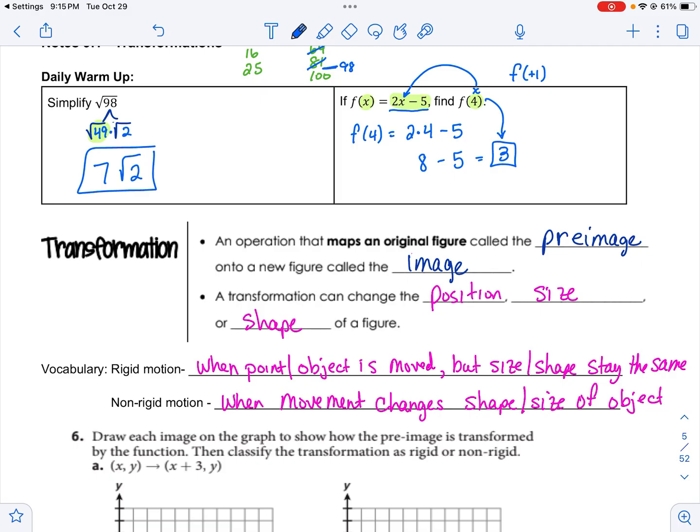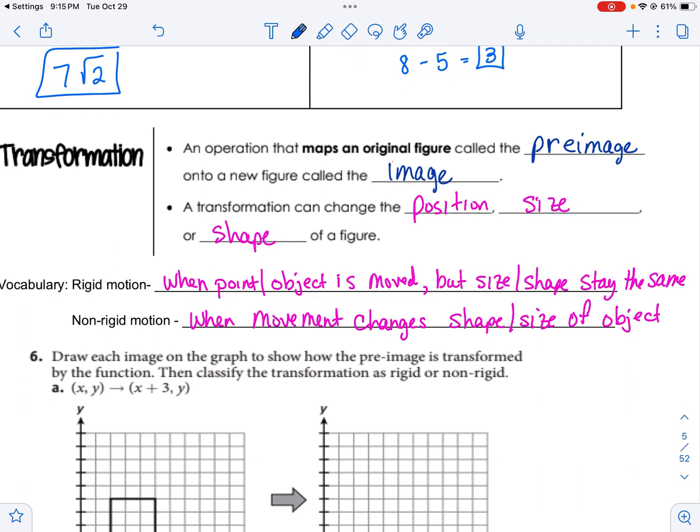All right, and there's 2 different types of motions that we could do when we're doing our transformations. The first motion is called rigid motion, and that's when a point or an object is moved, but the size and the shape stays the same. So it doesn't get bigger, it doesn't get smaller, you are physically just moving it, whether it's an object or a point. And then if it's rigid, the non-rigid means when you do change the shape or the size of the object.